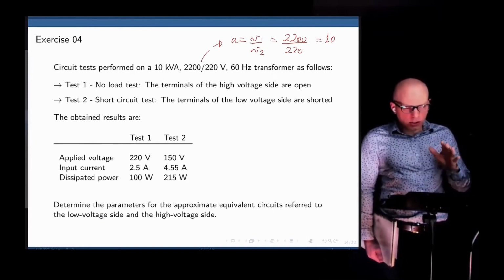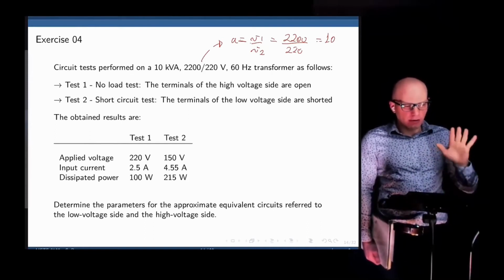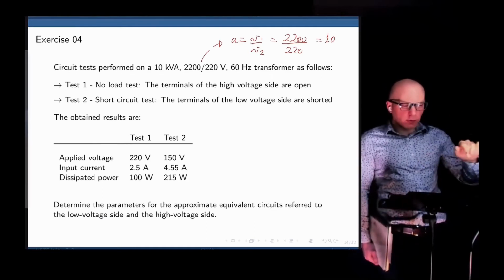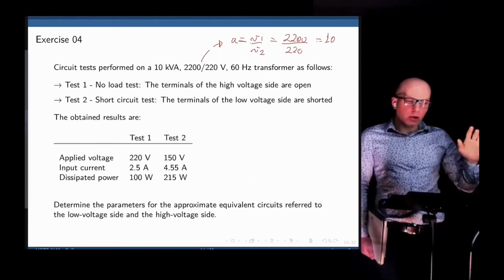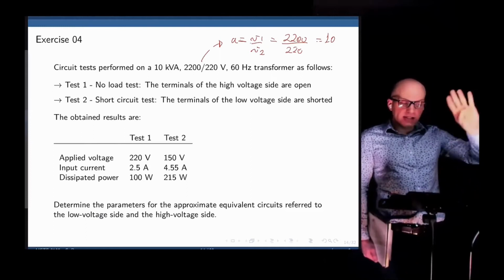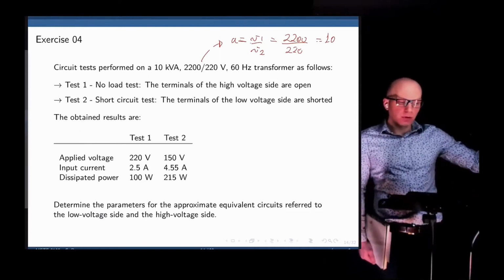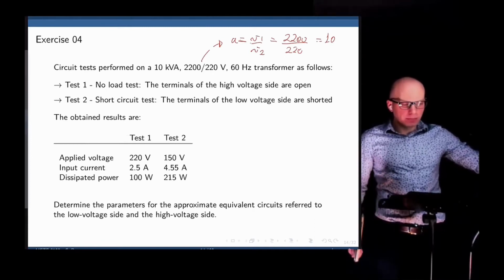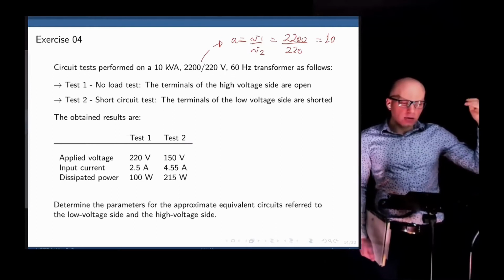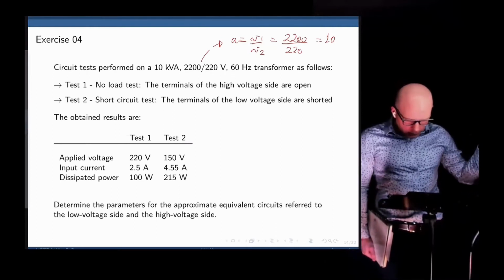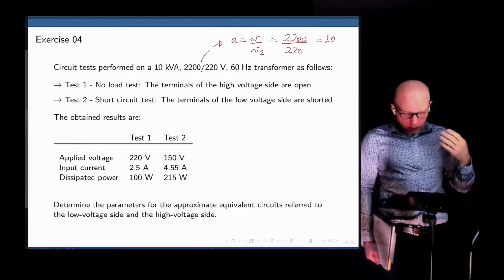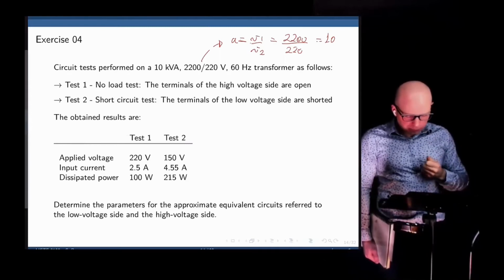Is the question clear? So we have a transformer and we are going to do two tests. Let's just focus on the first test. We apply a voltage in the secondary winding and leave the primary winding open. We are applying 200 volts, measuring an input current of 2.5 amps, and dissipating 100 watts.